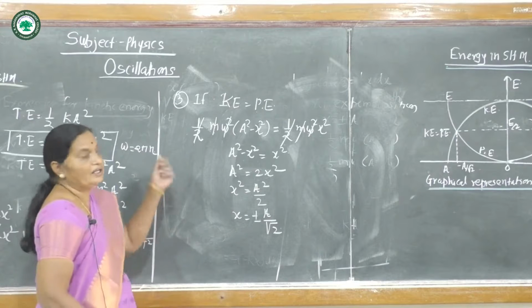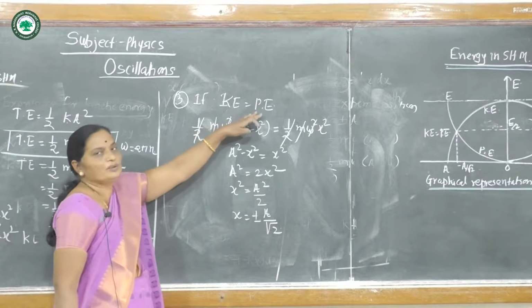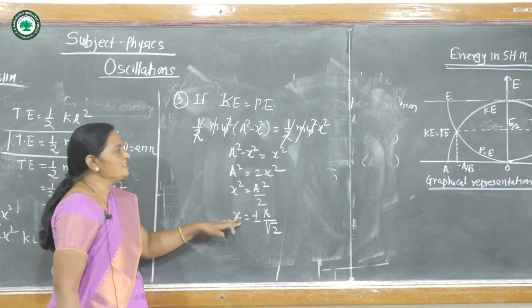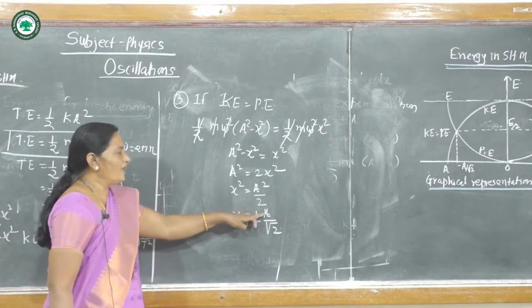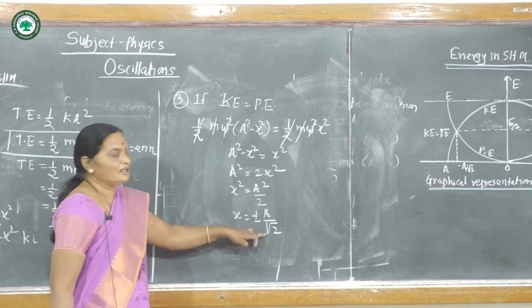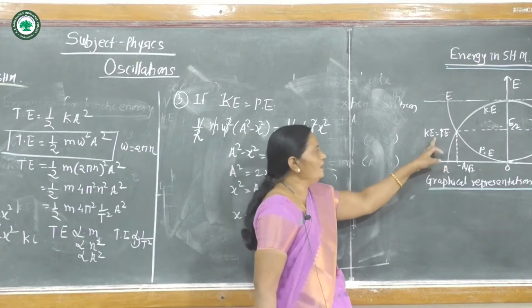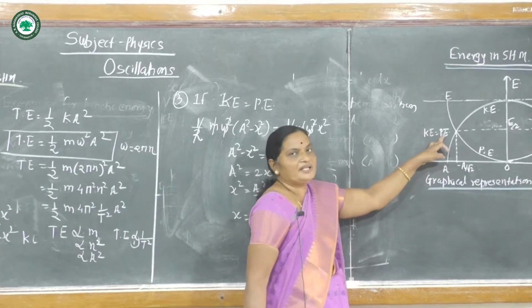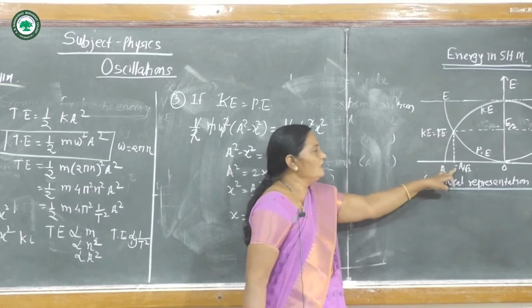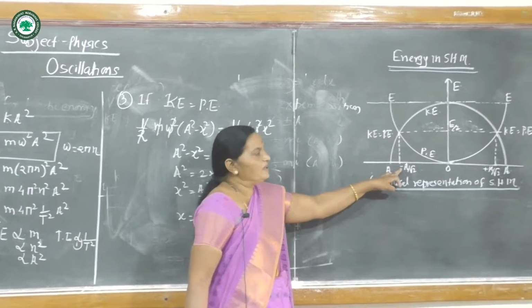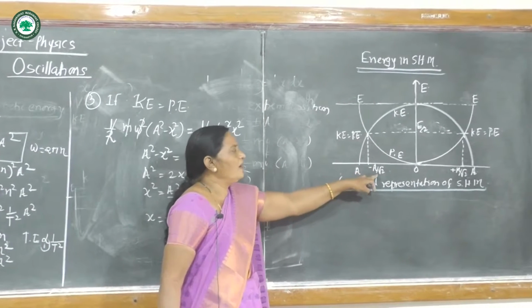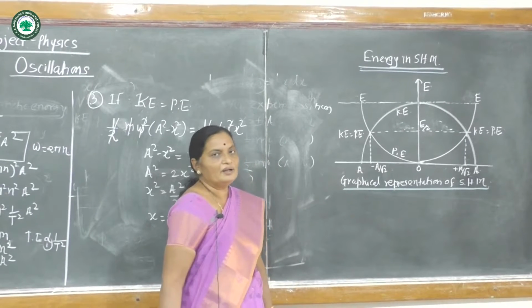That is, when kinetic energy is equal to potential energy, the displacement is plus or minus a divided by root 2. Here we graphically show that when kinetic energy and potential energy are equal, the displacements are plus or minus a divided by root 2.